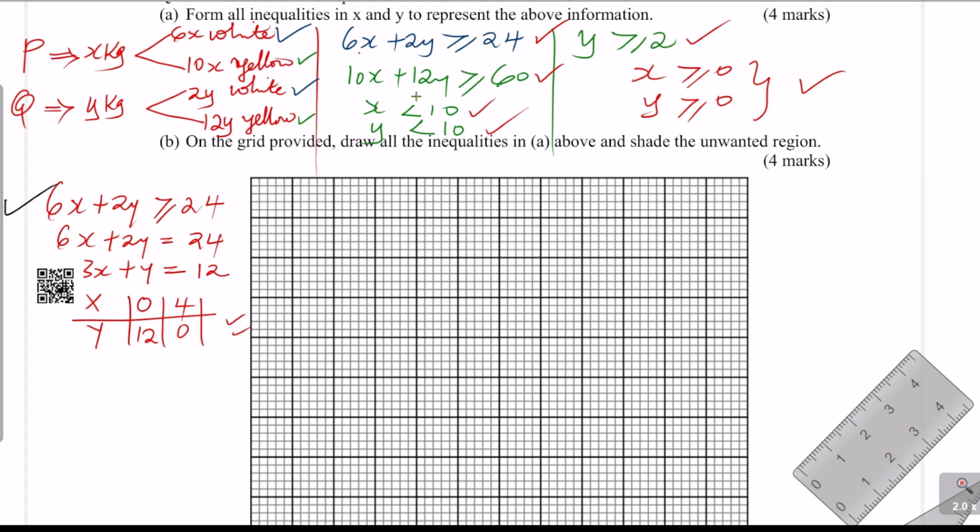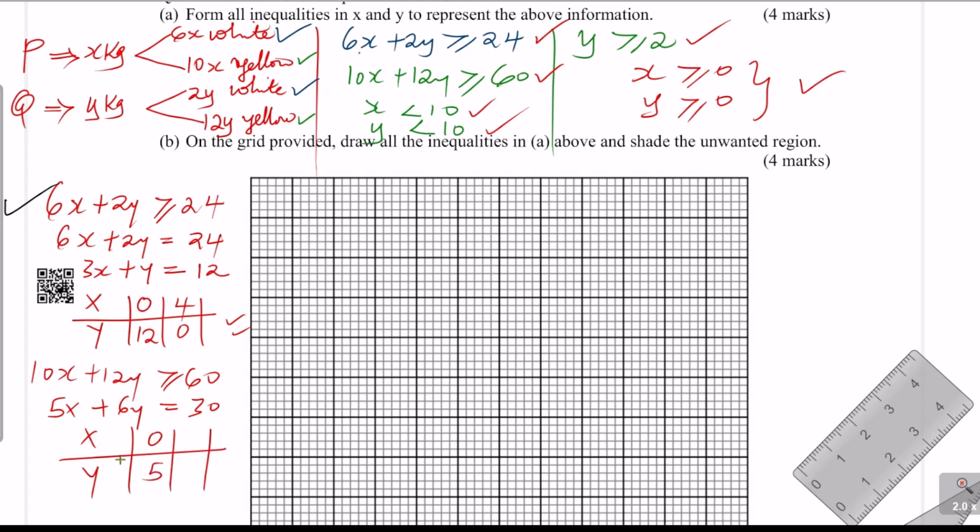Then you go to the next one. The next one is 10x plus 12y is greater than or equal to 60. Again, we can simplify this by dividing everything by 2, so we get 5x plus 6y is equal to 30. So we draw this line. Just get at least 2 points to do that. So when x is 0, y will be 5, just feeding it here in this equation, 5x plus 6y is equal to 30. When y is 0, x is equal to 6. So those are the points that you're going to use to draw that.